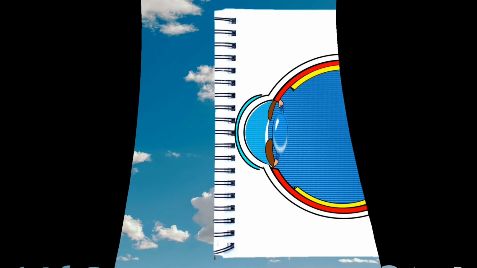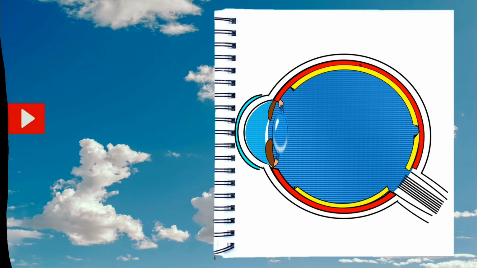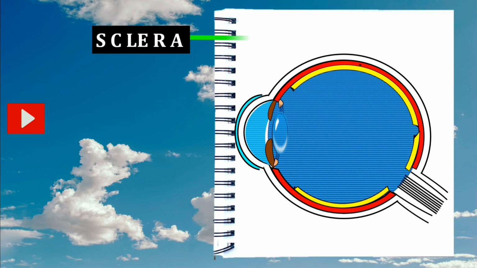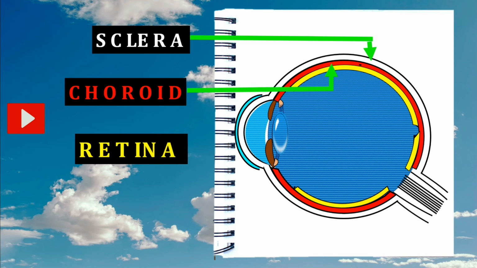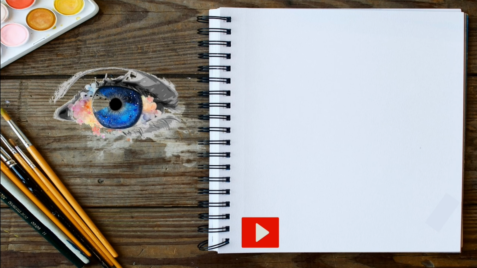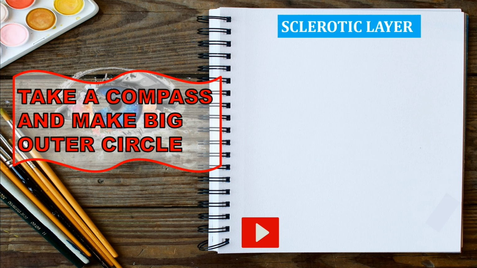In this video lesson, we will learn how to make the diagram of eye. We know that the cross section of eye shows three layers, which are sclera, choroid and retina. Let's begin our diagram by making the first layer.